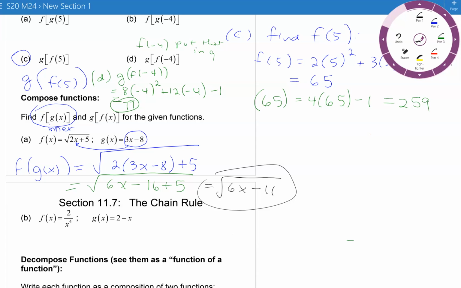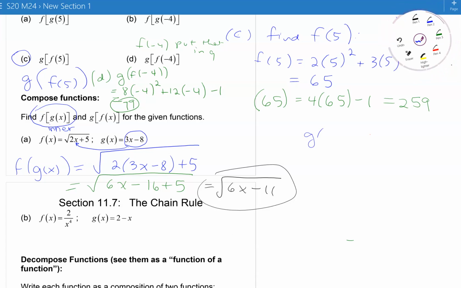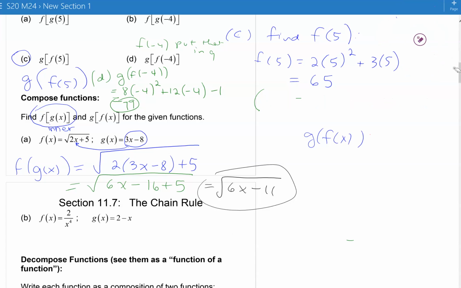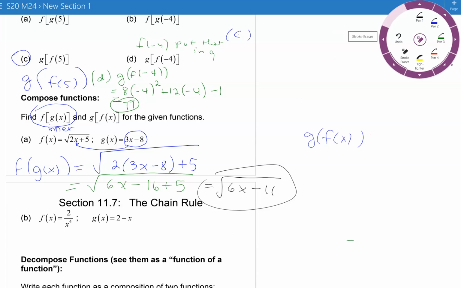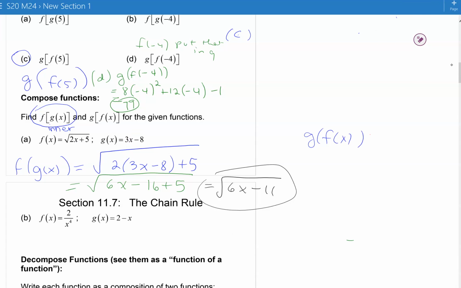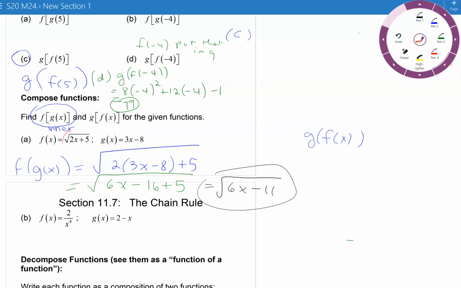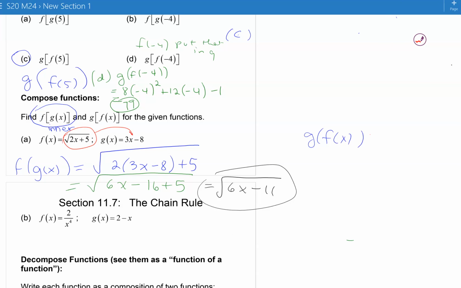And then we're also asked to find g of f of x. So now you see that the f is the inner function. So you're going to take the f and put it into the g function. So that's going to be 3 times the square root of 2x plus 5 minus 8. And that can't be simplified any.